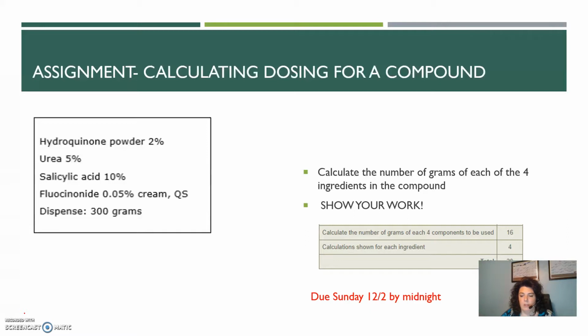Your assignment this week, we're going to be calculating dosing for a compound, and we're going to be basing it off of a given prescription. We're going to do a very similar example in our class today, so make sure you pay attention to the live lecture this week. You're going to get 4 points for calculating each of the 4 components involved, and then you're going to get points for showing your work. So again, make sure that you're getting those points for showing your work. This is due by Sunday at midnight.